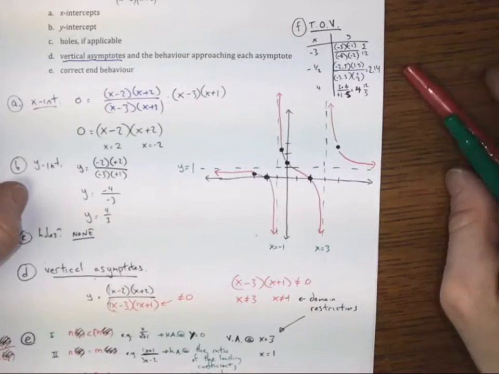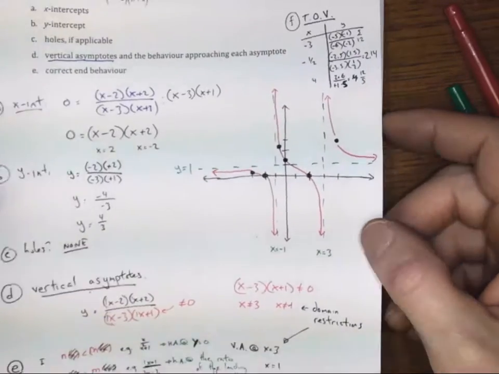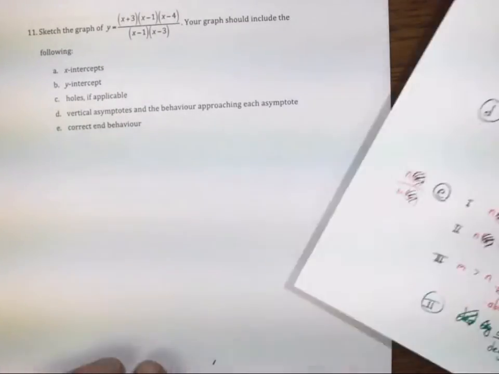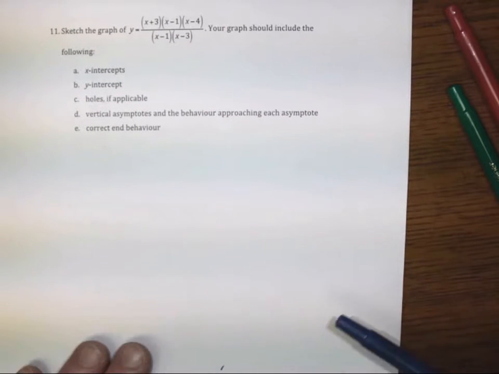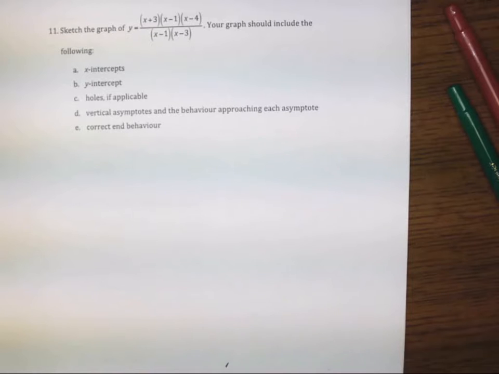And that's a fine picture of our graph. You can test that on Desmos if you like. Prove me wrong. All right. Last question of this type, which is a rational function.